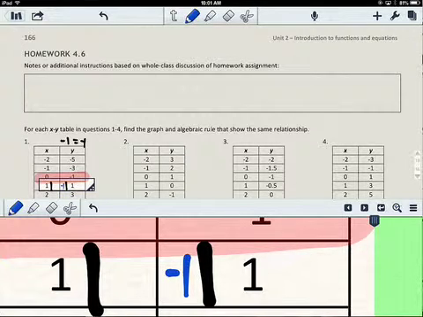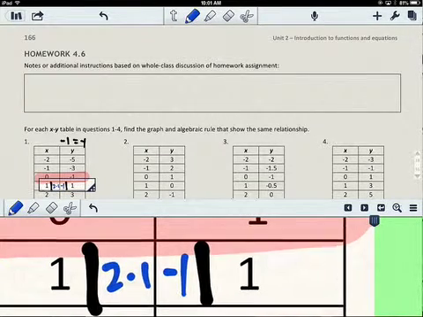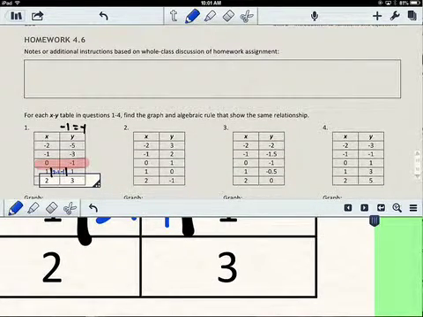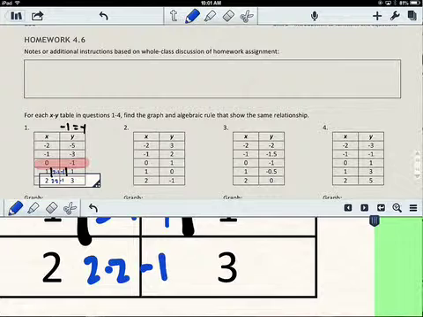So then I have to think 2, or what -1 equals 1? It's got to be 2, and so I could do 2 times 1 minus 1. And so I'm going to try that on my next row. So I'll do 2 times 2 minus 1. 2 times 2 minus 1 is 4 minus 1 equals 3, so it works.